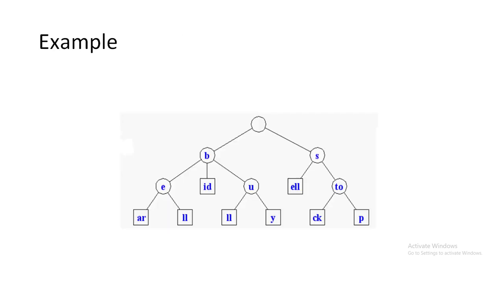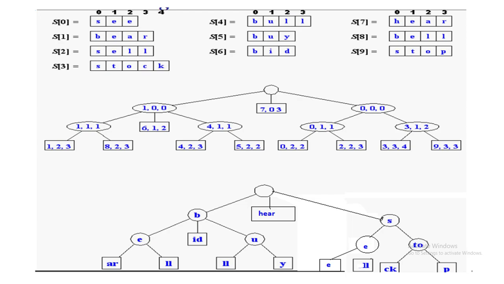In this example, in the compressed trie we can have two or more characters in a single node. A and R is a separate one here: AR, LL, and BID. If it is not a branched one, we can merge them into a single node. This is the compressed trie. That is represented in terms of S of 0 to 9, the number of strings in the trie. So if S, E, E, the first one is S, that is 1, 0, 0.